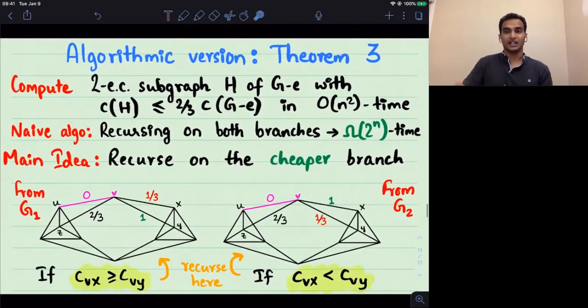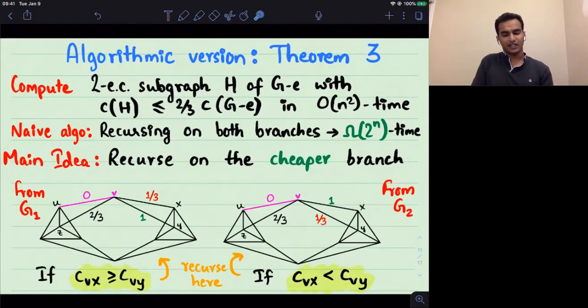We now focus on the algorithmic version of Theorem 2, which is Theorem 3. We want to compute a cheap two edge connected subgraph H of G minus E in order n squared time. We won't focus on the runtime in this talk. We'll just give a polytime algorithm.